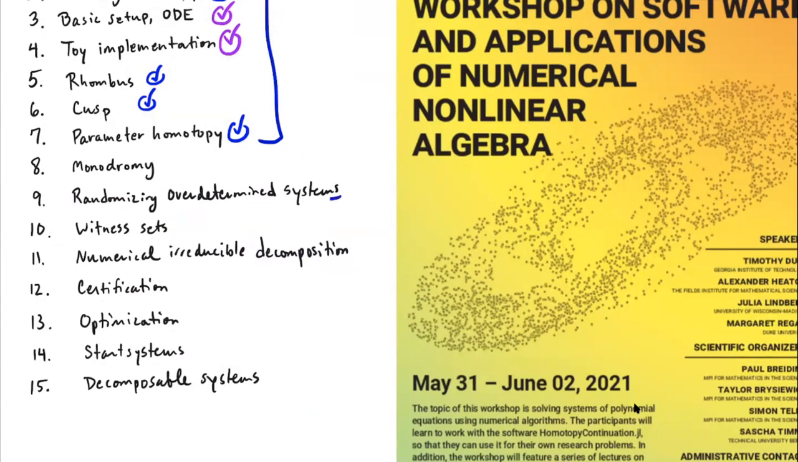Everything we've been doing so far has been square systems, but what if you have not f from Cn to Cn, so n equations and n unknowns, but what if you have more equations? Can you still do it? And the answer is yes, you can. And I'll explain that.